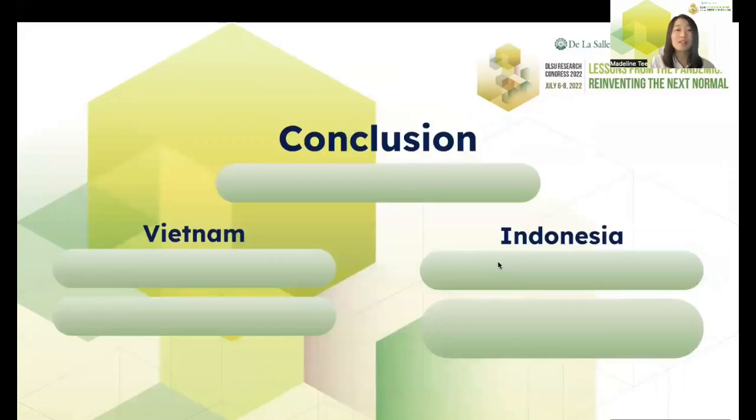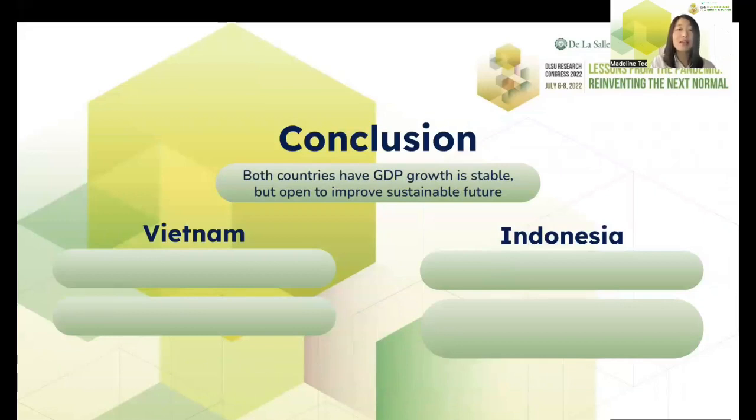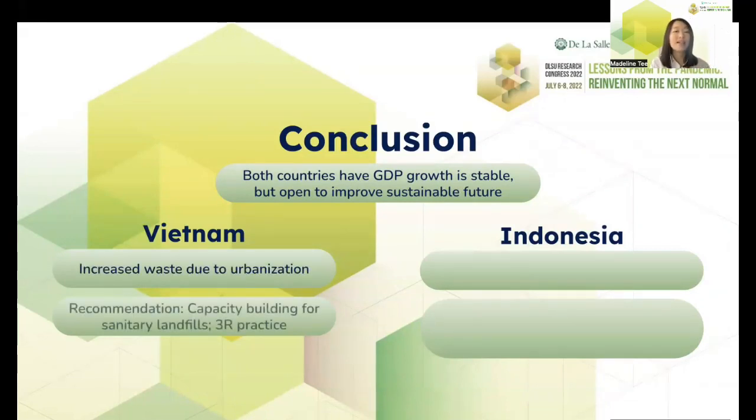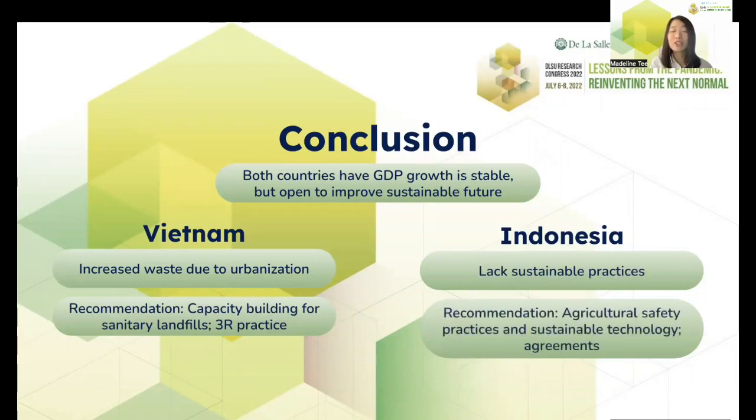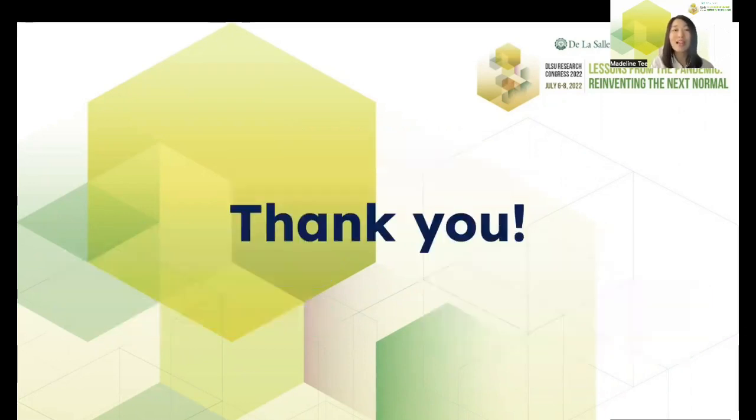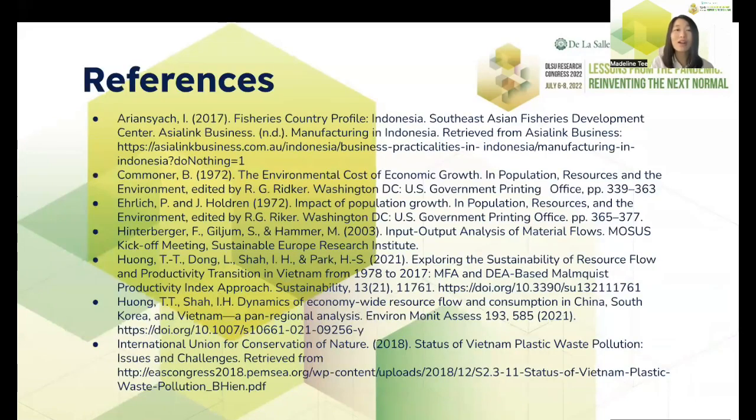Given this, we will be discussing the conclusion. Now, both countries have stable GDP growth, but they must be open to improving for a sustainable future. For Vietnam, waste has increased due to urbanization. As a recommendation, they must build capacity for sanitary landfills and practice the 3 Rs. Now for Indonesia, they lack sustainability practices. That is why, as a recommendation, they must have agricultural safety practices and sustainable technology and have various agreements on this sector. With this, we would like to thank you for our presentation, and here are our references.